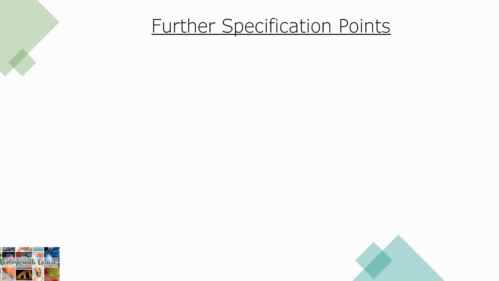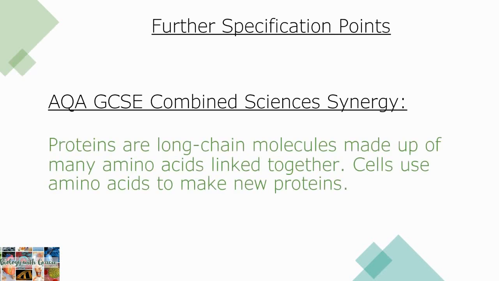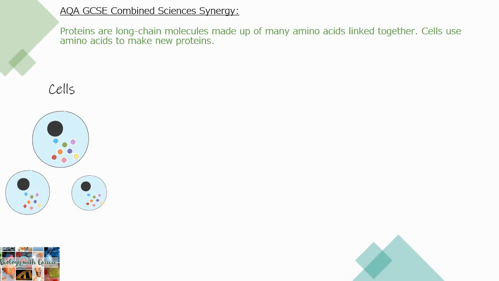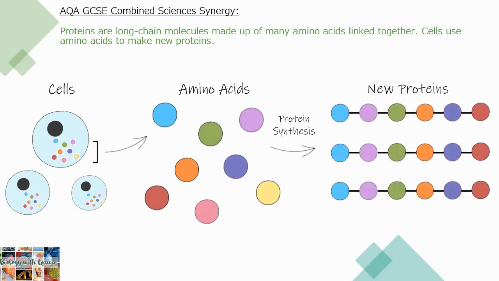Okay, so now I'm going to be moving on to some further specification points. So for AQA GCSE Combined Sciences Synergy, you need to know the points we've discussed prior to this, and we also need to know that proteins are long-chain molecules made up of many amino acids linked together, and cells use amino acids to make new proteins. So here we've got our sequence of amino acids linked together, and that is what a protein is. So it is a long chain of amino acids linked together. And cells, as you can see here with amino acids inside, use these amino acids. These amino acids are used during protein synthesis in order to make new proteins. So during protein synthesis, these amino acids are linked together and they form new proteins.